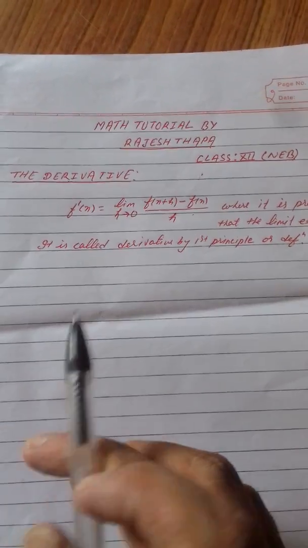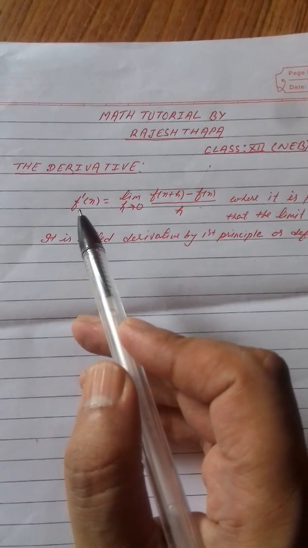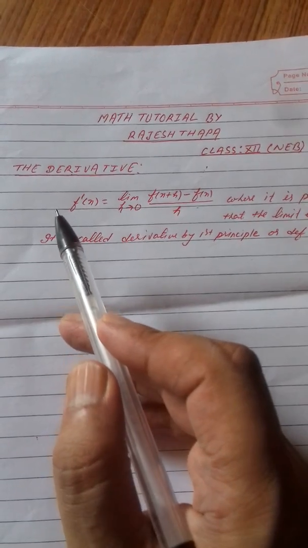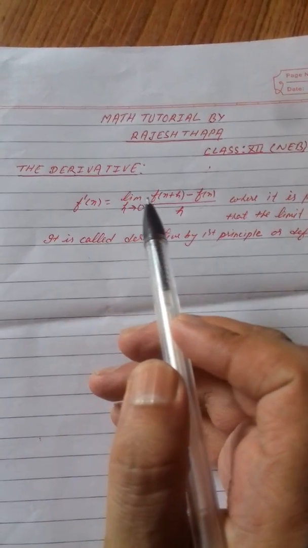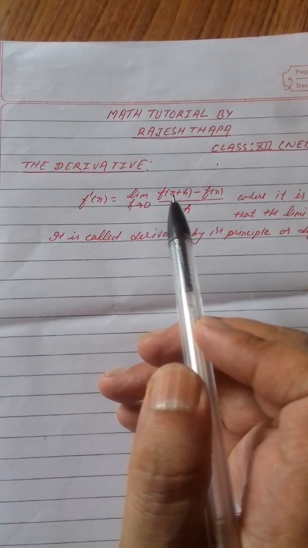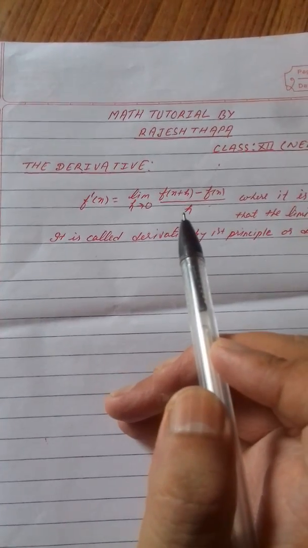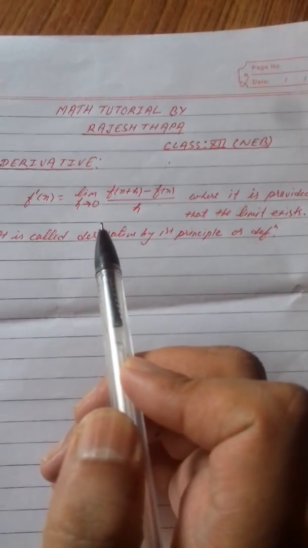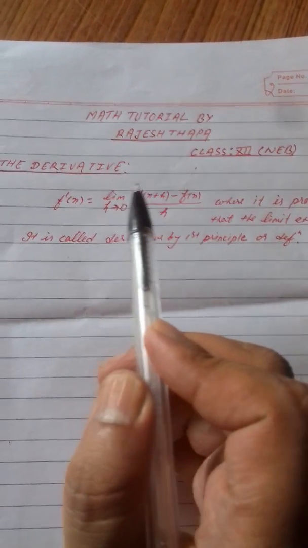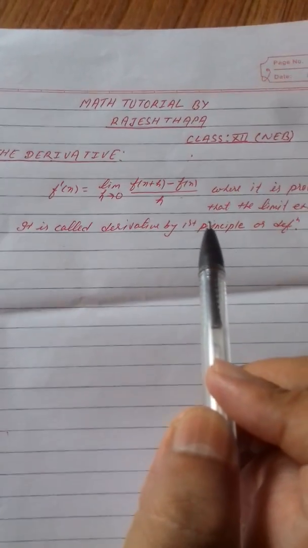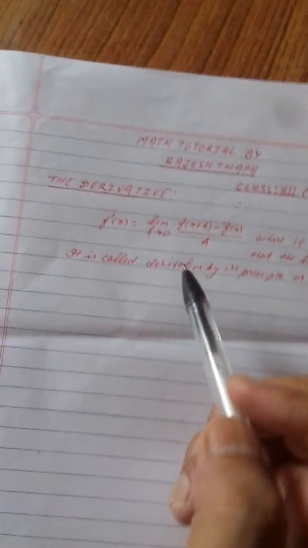The derivative is denoted by f dash x. We can also write dy by dx, and it is defined as limit h tends to 0 f of x plus h minus f of x by h, where it is provided that the limit exists, and this method of calculating derivative is known as derivative by first principle or definition.